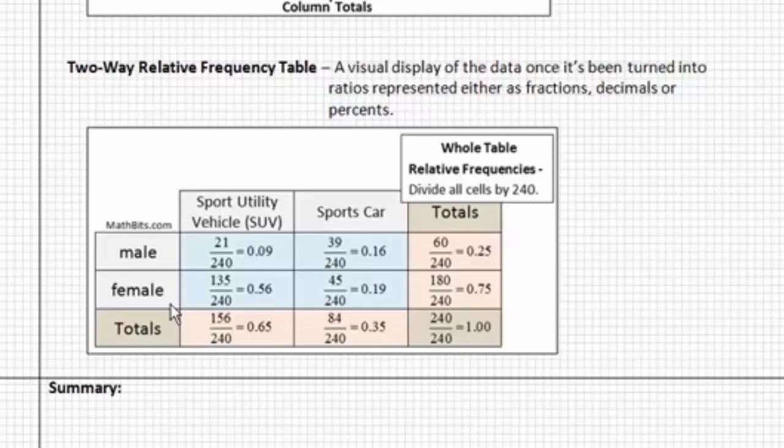So once you've gone ahead and done your calculations and you've compared each of the different joint and marginal frequencies and you divided that by 240, which was our grand total, you're going to get these ratios. And we even did that here because you want to show that 240 divided by 240 is 1 or 100%, and that it's taking into account everyone that you surveyed. So that is what we refer to as a whole table relative frequency, where we take each of the joint and marginal frequencies and divide them by our total.